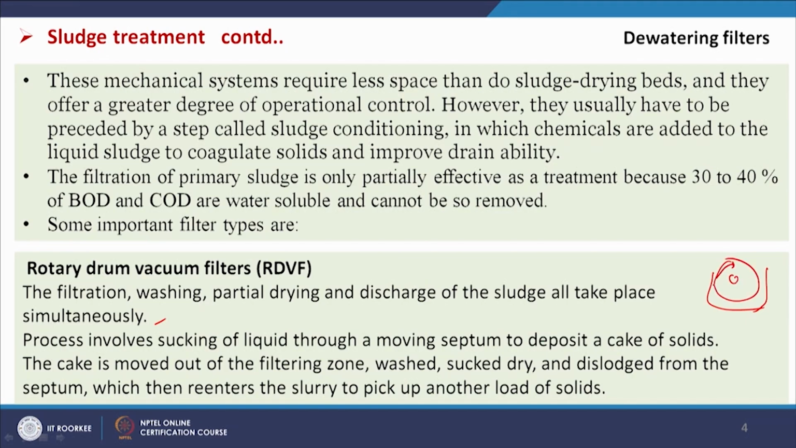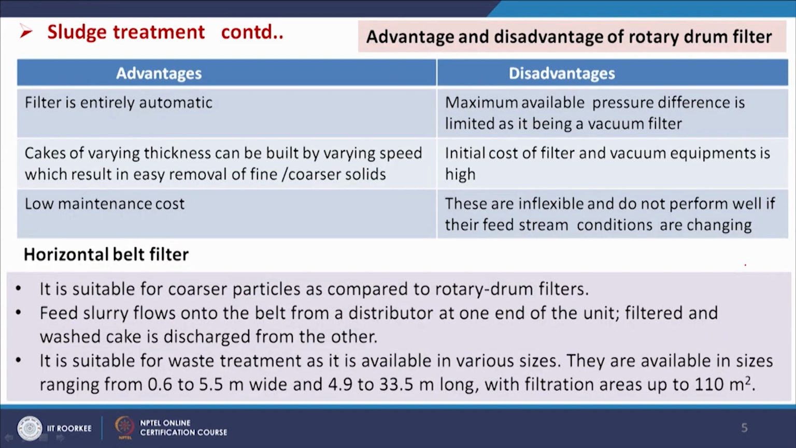So, the drum will be rotating and it is half filled with the water. Then there will be some vacuum, so the liquid will go and solids will be retained here. Now the advantages and disadvantages of this rotary drum filter. This filter is essentially automatic, and cakes of varying thickness can be built by varying speed, which results in easy removal of fine and coarse solids. So, both fine and coarse solids can be removed, and then low maintenance cost.